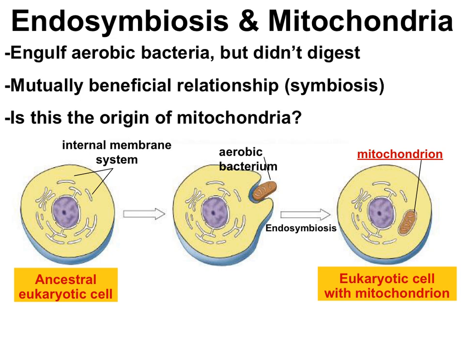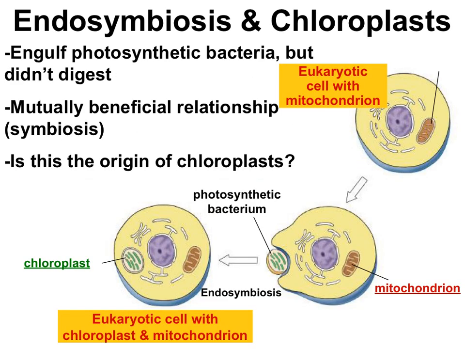The bacteria gained protection from environmental hazards by living in the eukaryote, and the eukaryote gained the ability to make ATP 18 times more efficiently than it would be able to on its own. Now let's see how chloroplasts arose. Here's a eukaryotic cell that has mitochondria.